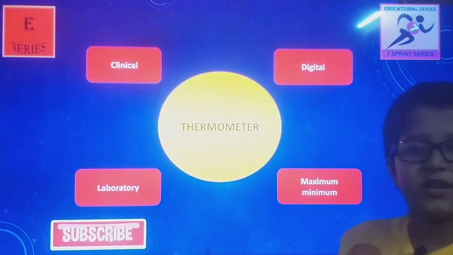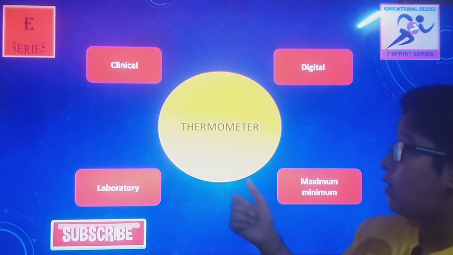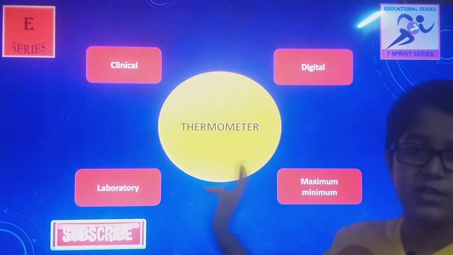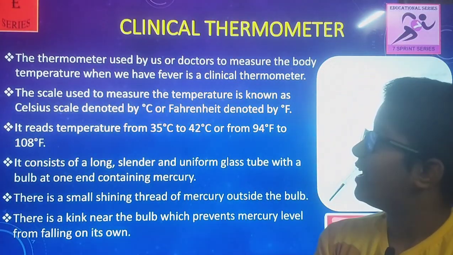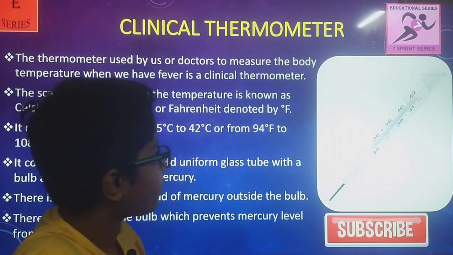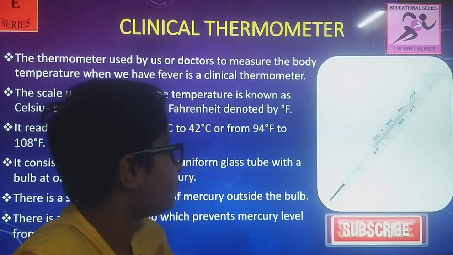Okay, now let's see different kinds of thermometers. Clinical thermometer, digital thermometer, laboratory thermometer and maximum minimum thermometer. So let's start. Different kinds have different uses. Clinical thermometer. Now, have you seen this thermometer somewhere in hospitals, or you may ask your mother if you have one.